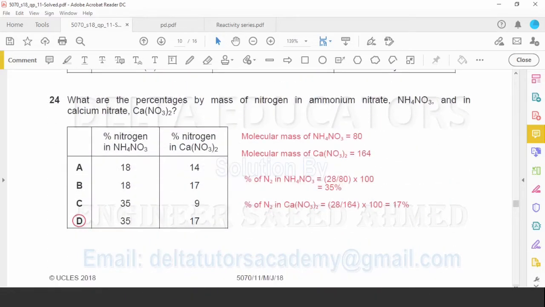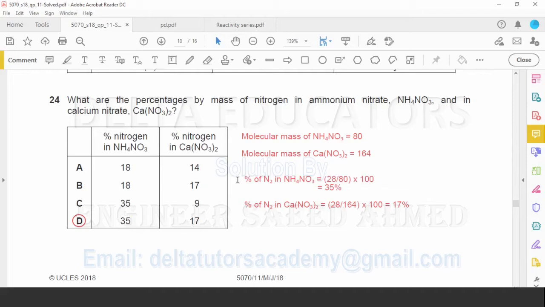Question number 24. What are the percentages by mass of nitrogen in ammonium nitrate and in calcium nitrate? Here we have to find out the percentage of nitrogen in the compounds ammonium nitrate and calcium nitrate. First we have to calculate the molecular mass of ammonium nitrate and of calcium nitrate. Molecular mass of ammonium nitrate is 80 and molecular mass of calcium nitrate is 164.